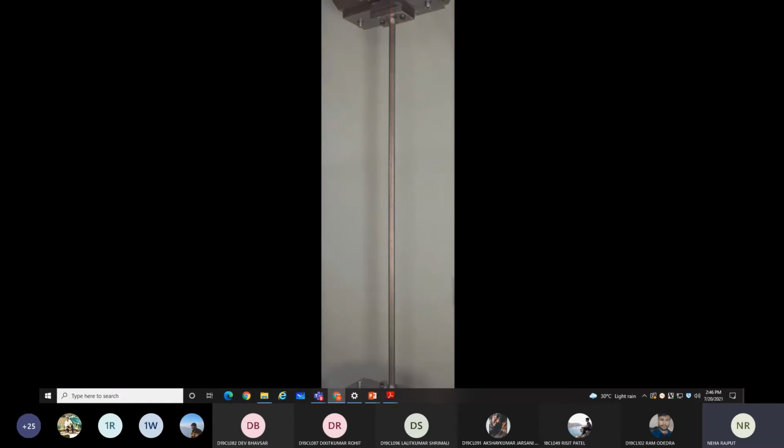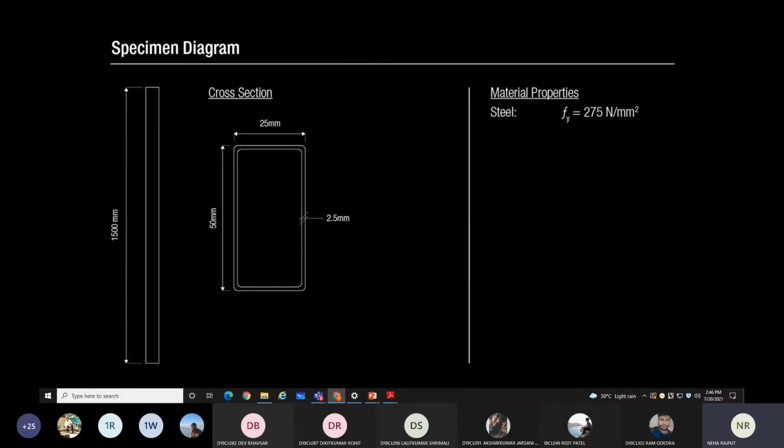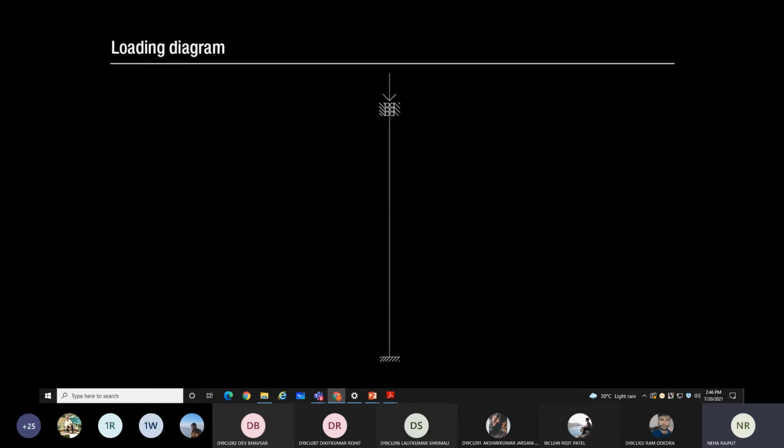This video shows a slender fixed-ended column being tested in compression. The specimen is a rectangular hollow section made from structural steel. The length has been chosen so that the failure is dominated by a buckling instability. This is primarily a geometric effect. The loading diagram shows a compressive force evenly applied to both ends of the specimen.